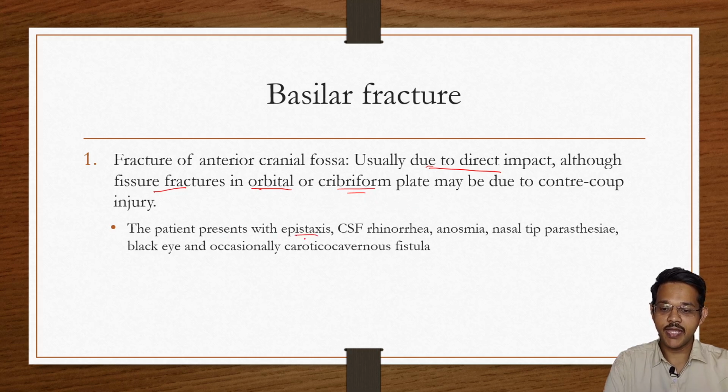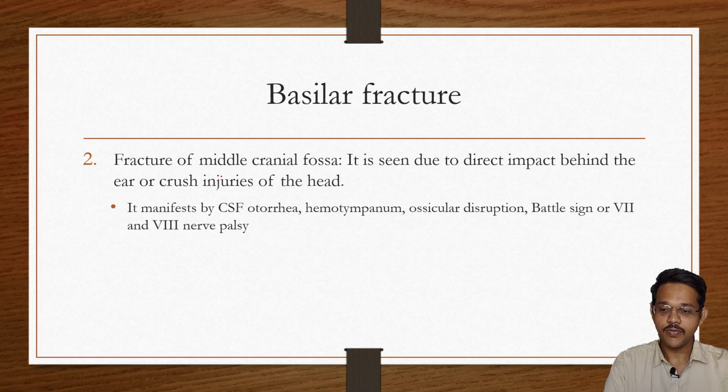The patient presents with epistaxis, CSF rhinorrhea, anosmia, periorbital paresthesia, and black eye. Occasionally, a carotico-cavernous fistula may also occur.